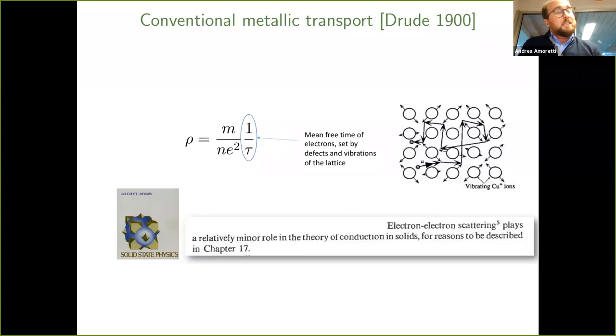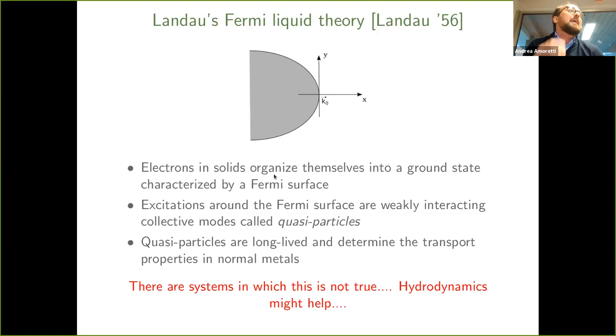The point is that in normal metals, at normal room temperature, the electron-electron scattering, so the friction of electrons between themselves, is typically not really important for this process. So the resistivity is almost never governed by internal friction of electrons. The reason why this is the case is because the electrons in a solid organize according to Landau's Fermi liquid theory, which was discovered by Landau in 1956. Basically they organize into a Fermi surface, and the excitations around the Fermi surface are typically long-lived excitations called quasi-particles, and these quasi-particles interact very weakly with each other. So in normal metals, the transport is determined by quasi-particles, which are weakly interacting, long-lived degrees of freedom.